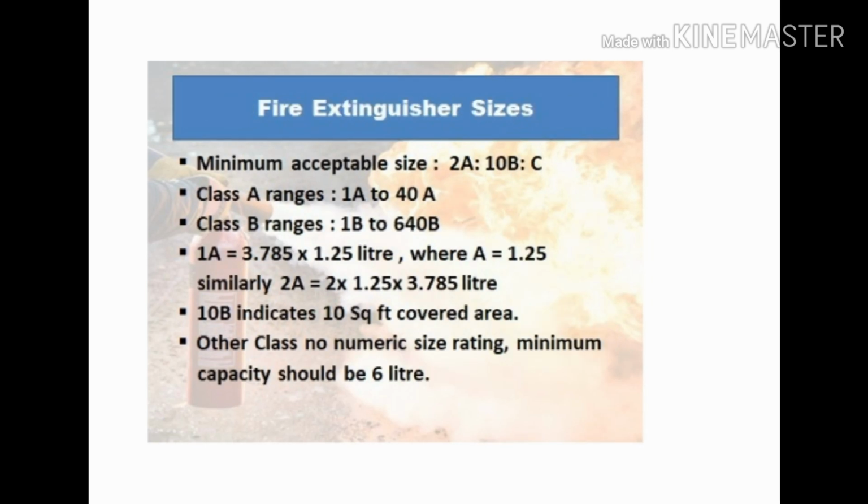Fire extinguisher sizes. Minimum acceptable size is 2A 10B C. Class A ranges 1A to 40A. Class B ranges 1B to 640B. 1A equals 3.785 into 1.25 liters, where A equals 1.25. Similarly, 2A equals 2 into 1.25 into 3.785 liters. 10B indicates 10 square feet of covered area. Other classes have no numeric size rating. Minimum capacity should be 6 liters.